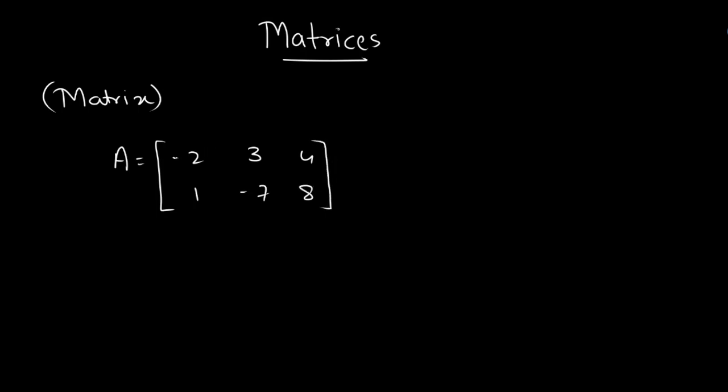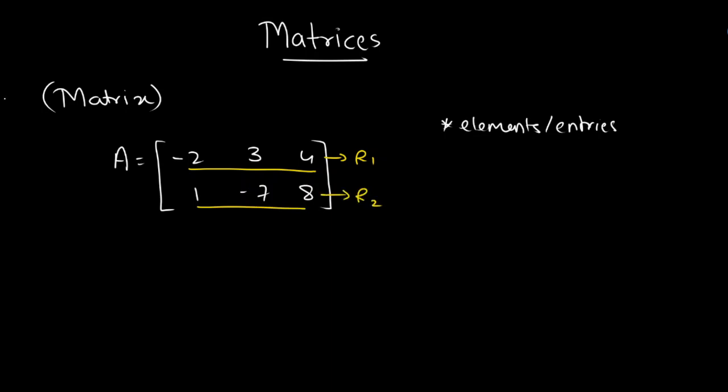Now, each of these items in the matrix are called elements or entries, and the horizontal arrangement of these elements are called rows. So we have our first row R1 here and second row R2 over here, and the vertical arrangement is called columns. So this here is our first column C1, this here is our second column C2, and this here is our third column C3. As you can see, matrix A has 2 rows and 3 columns.